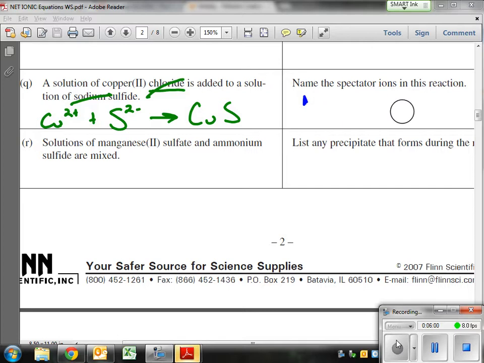Or you could have just gotten lazy and just read whatever you scratched out. That would be chloride and sodium. So let's see how I did. Let's earn myself some points.